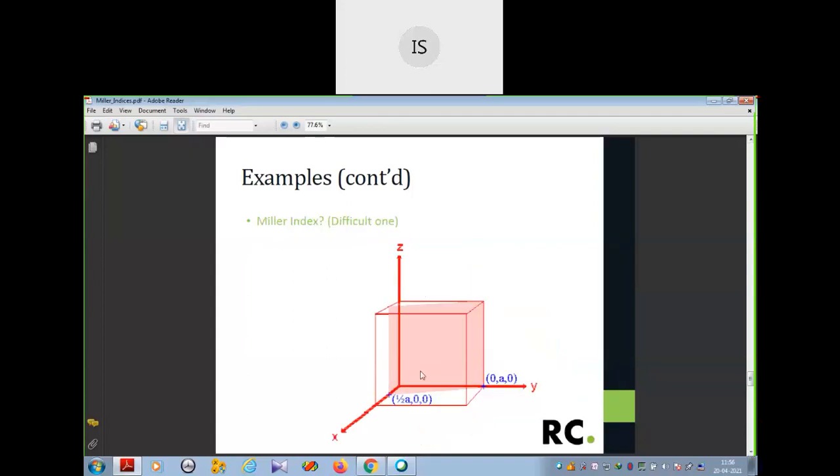Yes, sir. Okay, fine. So now, can you find the Miller indices for this one? Here you see, this is the half distance. That means the intercept is half a. Here the intercept is 1, and here nothing is given. Can you find the Miller indices? Can you tell me?